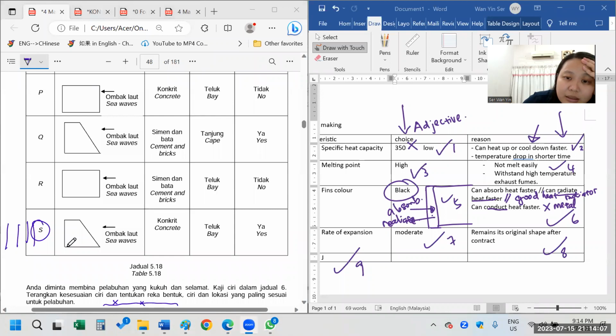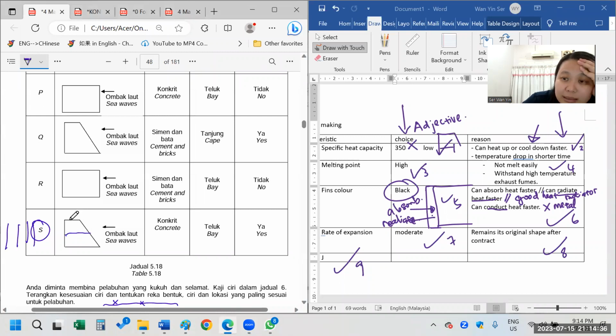Okay, then this one. There doesn't write any words. How can I answer here? Never mind, you just draw here. And you just draw back this. Yes, to withstand high pressure at the bottom.